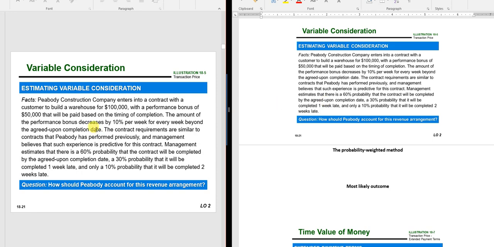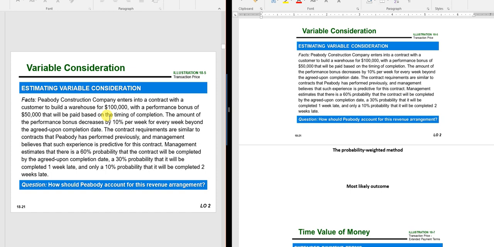Peabody enters a contract with a customer to build a warehouse for $100,000 with a performance bonus of $50,000 that will be paid on the timing of completion. The amount of performance bonus decreases by 10% a week for every week beyond the agreed upon completion date. The contract requirements are similar to contracts that Peabody has performed previously, and management believes that such experience is predictive for this contract. Okay, so if you read through it again, we're technically going to pay them $150,000 if they get it done by the contract date, but $50,000 of that is a bonus, and it's going to be decreased by 10% a week.